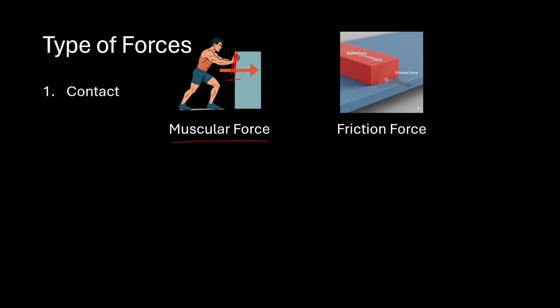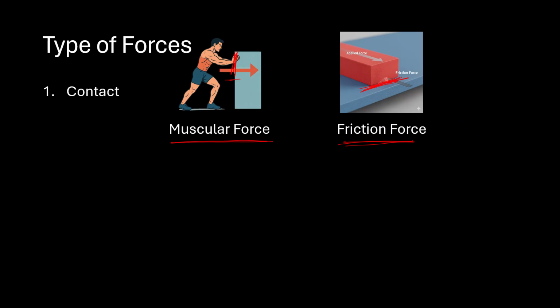That's why I called muscular force a contact force. The other example is friction. If two bodies slide on each other, there is a friction force to oppose the motion of both bodies. But when they slide on each other, there is contact between these two bodies. So when friction arises, when there is a slide, there is contact between these two bodies, and that's the reason friction is also a contact force.